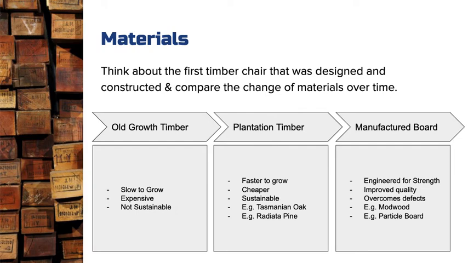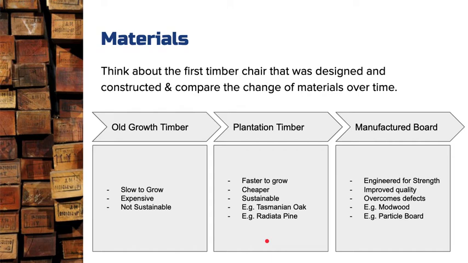Even the materials that we use have changed a lot over time. We used to only use old growth timber, and then we realized how bad it was for the environment and how long it takes trees to grow. And so lots of governments around the world said, no more cutting down old growth timbers. If you want to use wood for furniture making, you have to do plantations. So they started growing plantations, much cheaper because they were planned. They're sustainable because we keep regrowing them every 30 years. We plant more trees to replace them.